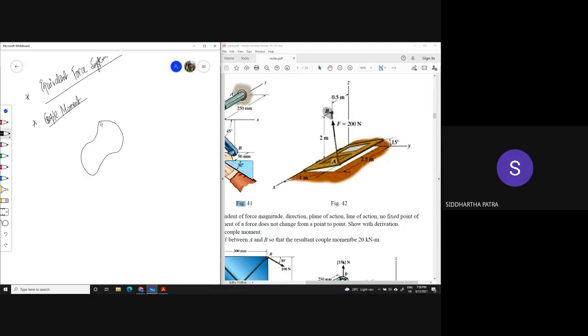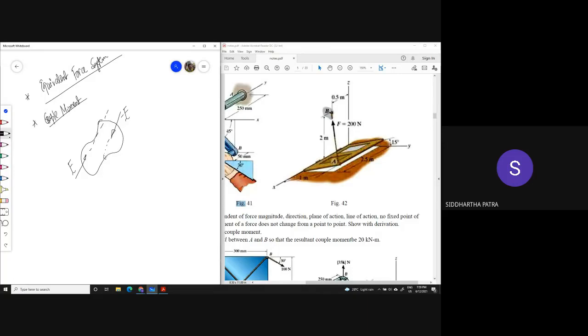Imagine this body right here. Imagine there are two forces acting on it. Both have the same magnitude. They are parallel and directed in opposite directions. I mean, the sense is opposite. That is, if I consider one of them to be plus, the other one can be considered as minus. And they do not act along the same line.